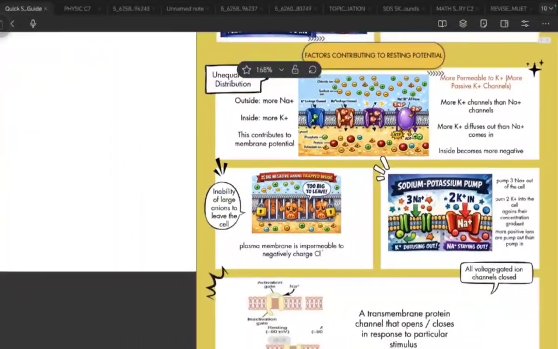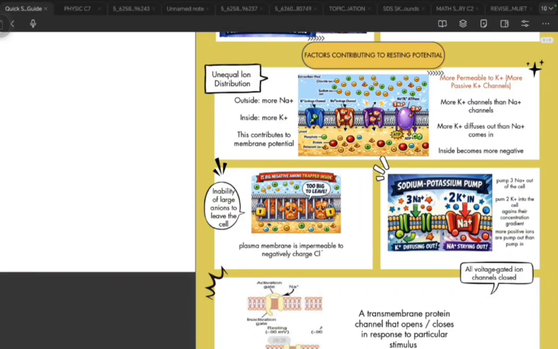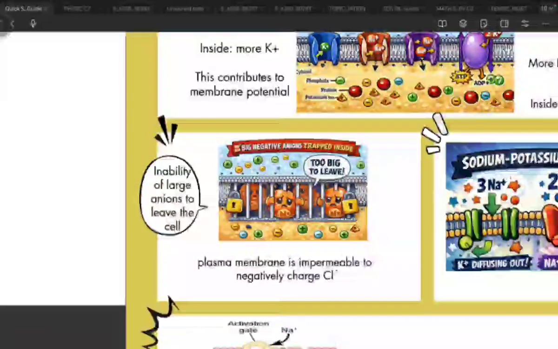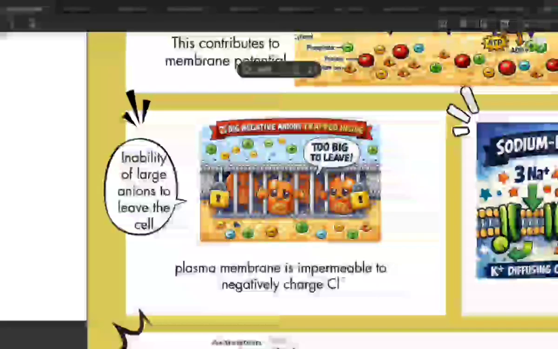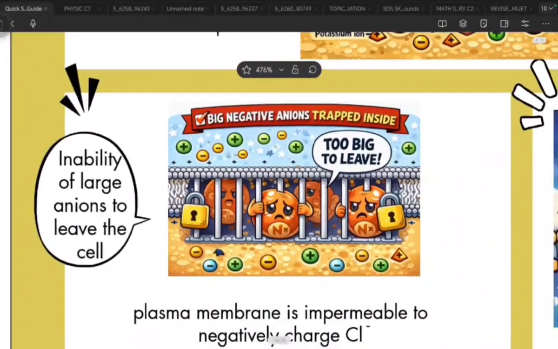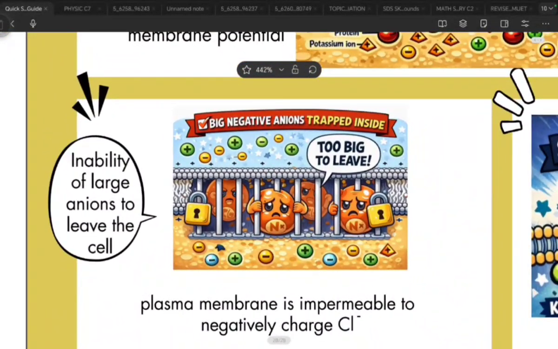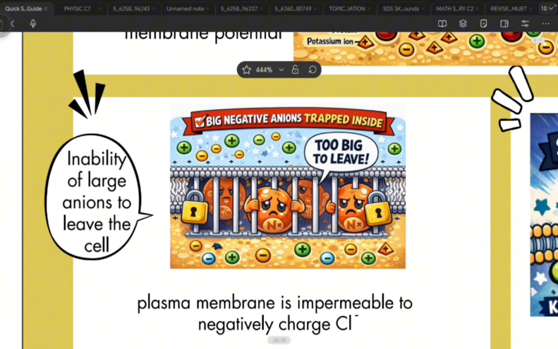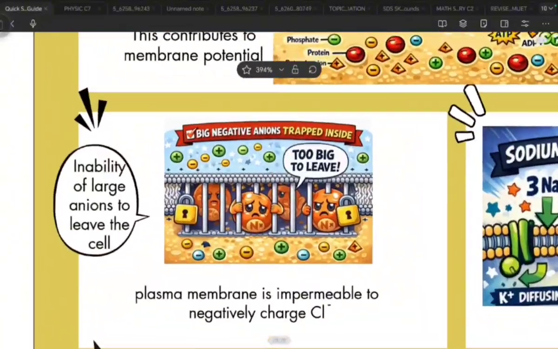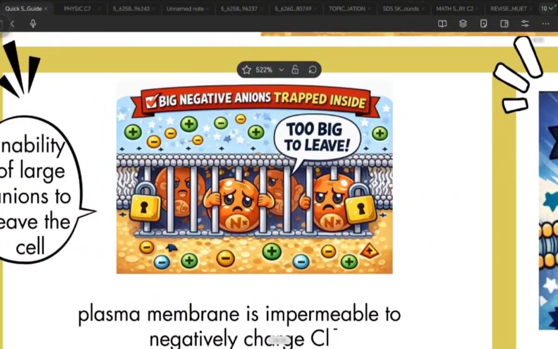So next, the second factor contributing to resting potential is the inability of large anions to leave the cell. Most anions, which are proteins, inside the cell are not free to leave. They are being jailed. The plasma membrane is also impermeable to negatively charged Cl-. So, this contributes slightly to the negative charge.